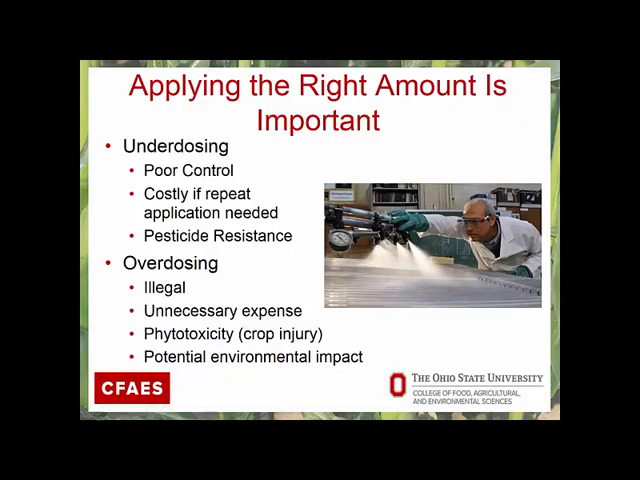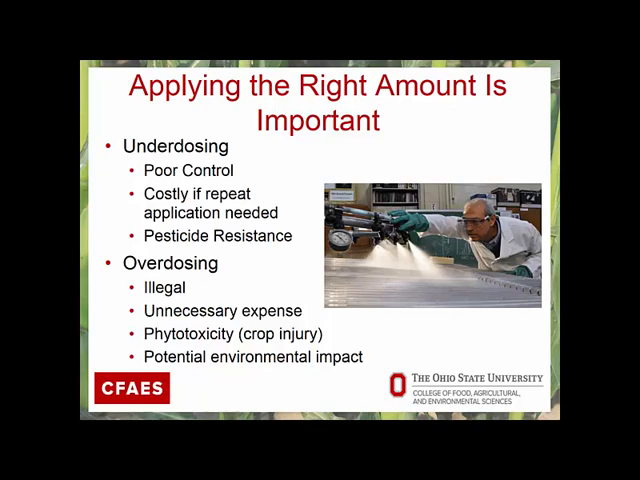This module really is about applying the right amount. What are the factors you have to be concerned with to make sure that you do? Applying the right amount of pesticide is important for effective control. If you apply too little, or underdose, that can lead to poor control, and it also can be an unnecessary expense if repeat applications become necessary. Underdosing also can contribute to the development of pesticide resistance because the pests are more likely to survive and pass on resistance genes if the pesticide rates are suboptimal.